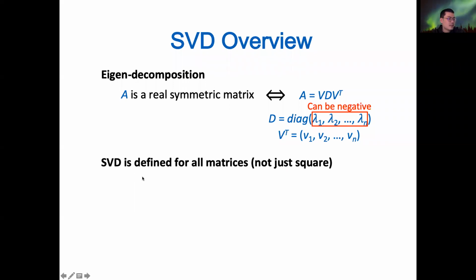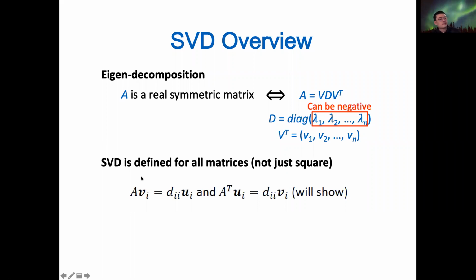Next, let's look at SVD. SVD is defined for all matrices. You don't have to be a square matrix, you don't have to be symmetric, you don't even have to be square. Any matrix you can call SVD on. And that's kind of like magic. And we can show something like this. It's very similar to eigendecomposition.